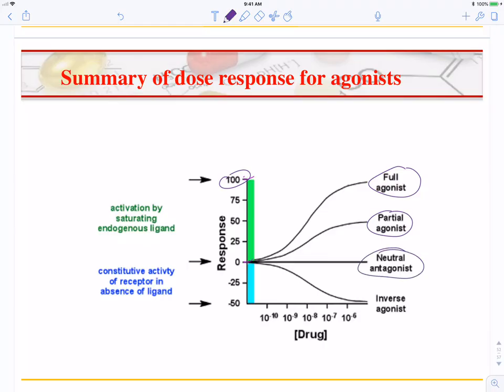Then we have neutral antagonists, which basically conserve the basal activity of the receptor, but do not really increase or decrease the activity. And then we have inverse agonists, which basically inhibit the response of the receptor to the natural ligand. And so the net effect is actually the opposite activity. So what we had at 0 here was really the constitutive activity of the receptor in the absence of ligand, and this is what we have instead in the presence of our inverse agonists.